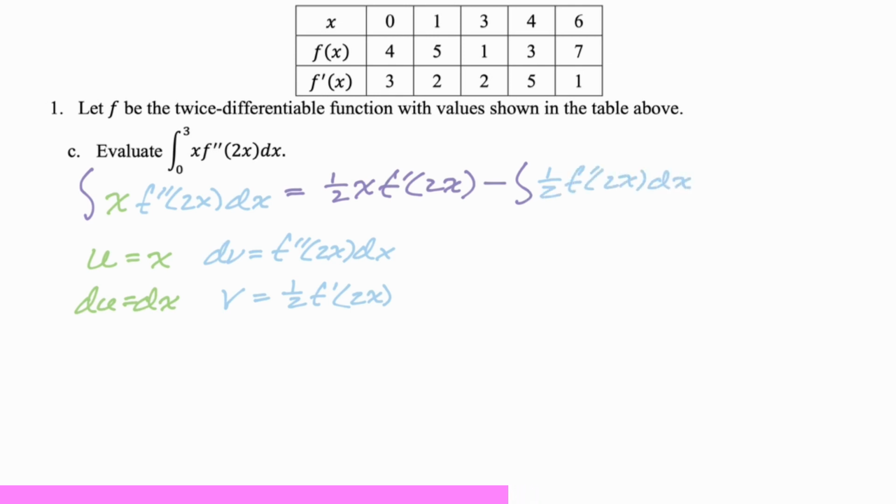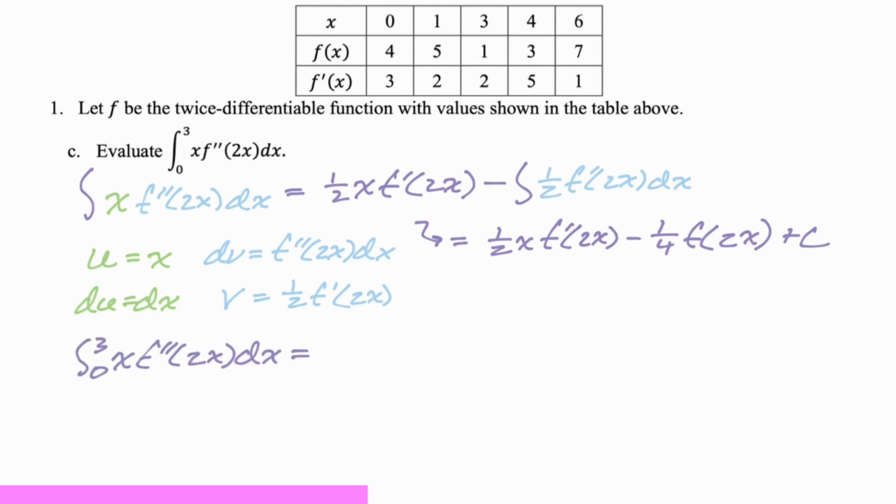So we still have to find that integral. This will give us the 1/2 x f prime of 2x, and then when we integrate 1/2 f prime of 2x, we get 1/4 because we get another 1/2 by reversing the chain rule. So 1/4 f of 2x, plus c, but we're actually doing a definite integral. So this definite integral is going to be our antiderivative evaluated at 3 and at 0, and subtract them by the fundamental theorem. Let's go through and do that.